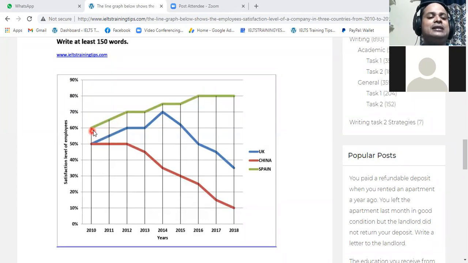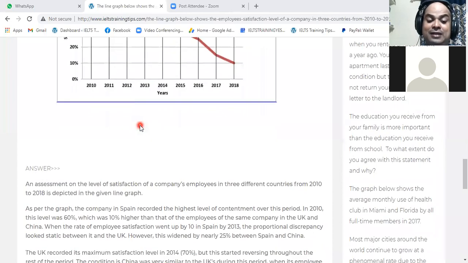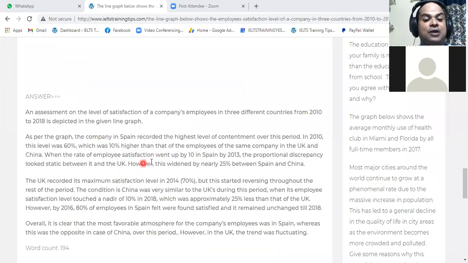In other words, the 10 percentage difference was maintained in 2010. This was maintained in 2011. This was also maintained in 2012. It is maintained in 2013 too. So that's why they have written like this. So you can say that the rate of satisfaction went up by 10 in Spain by 2013. The proportional discrepancy looks static between it and the UK.